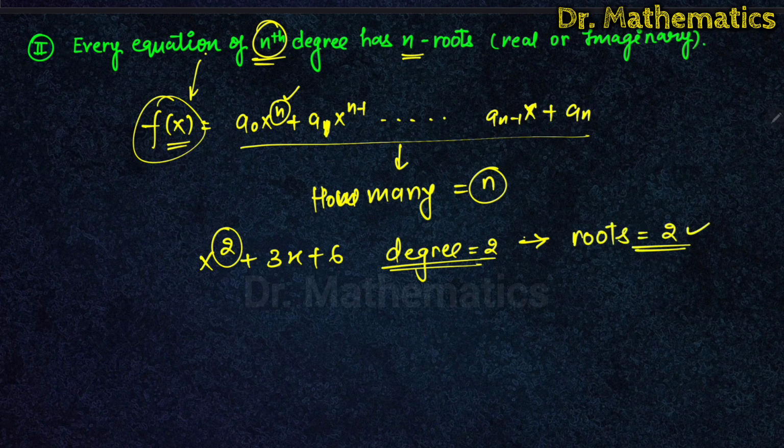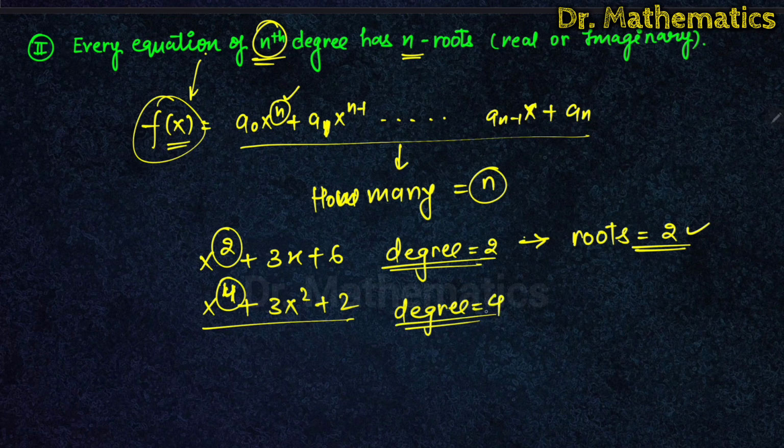You got the point. Sir, can you tell me one more example? Yes, we can. x to the power 4 plus 3x square plus 2. Suppose this is the equation. Sir, the highest degree is 4, and x to the power 3 is not present. But we have to see the highest degree. The highest degree is 4. So the degree is 4.